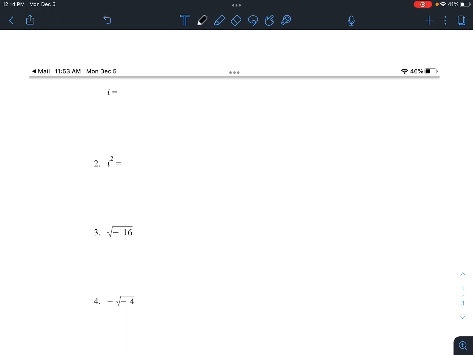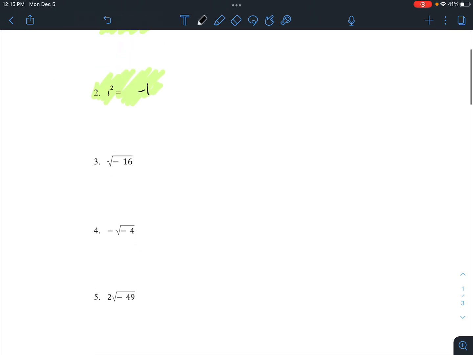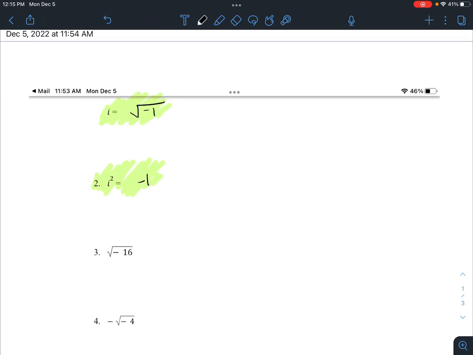Remember, i is an imaginary number, and that value is going to be the square root of -1. Now, if I have i squared, and I square anything with the square root, it just kind of cancels out. So, i squared is just -1. So these two things are going to be copy and paste put on the test. So please make sure you know those facts at the absolute bare minimum.